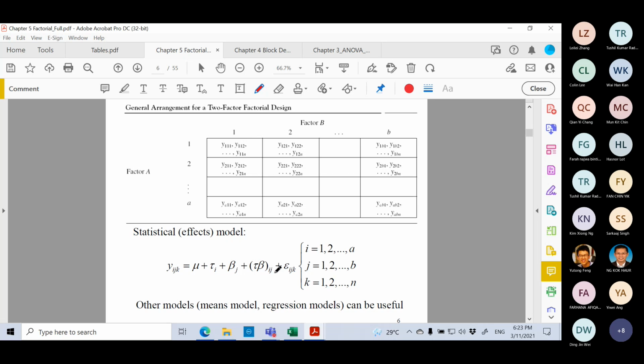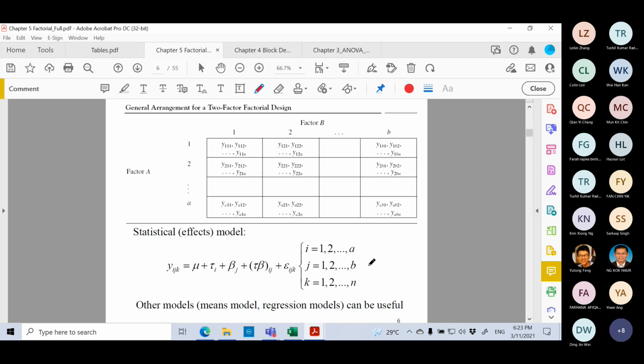I believe that you have studied it before. The first one is the overall mean. The second one, tau i, refers to factor A, or you can refer it to factor B also, depending on what your subscript is. My i here refers to 1 until a. So this one is the effect from factor A. Similarly, the second one, beta j, is the effect from factor B. Therefore, my j is from 1 until b.